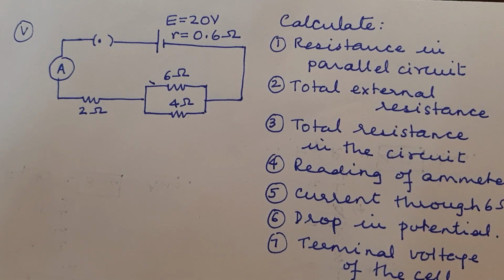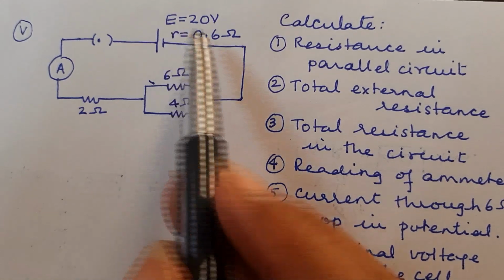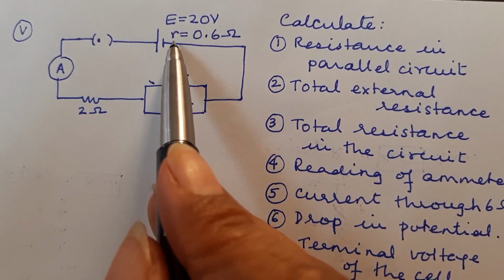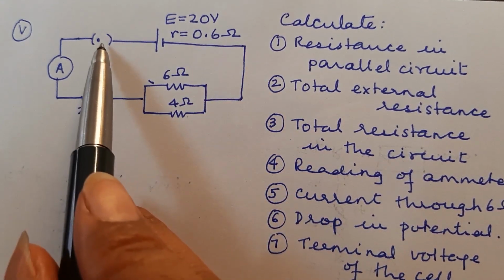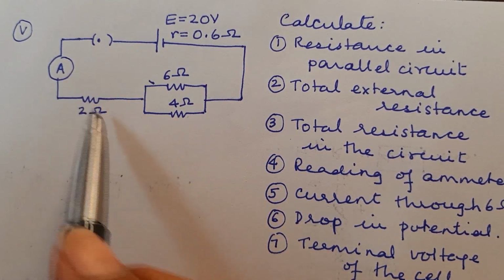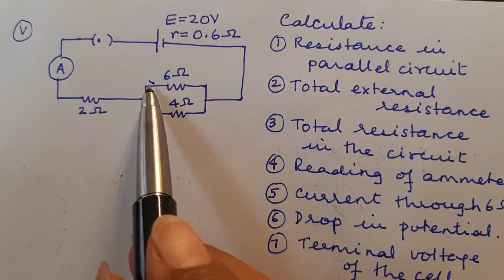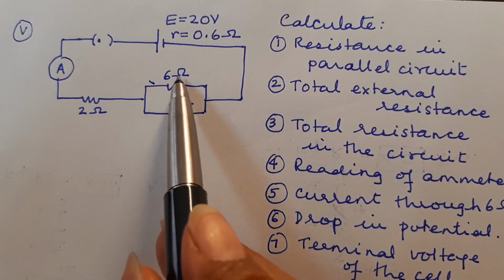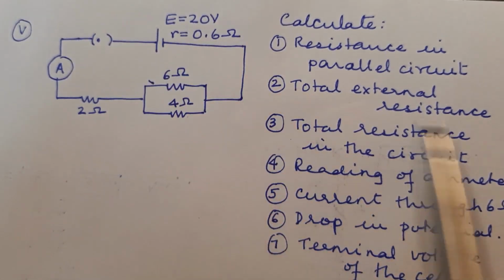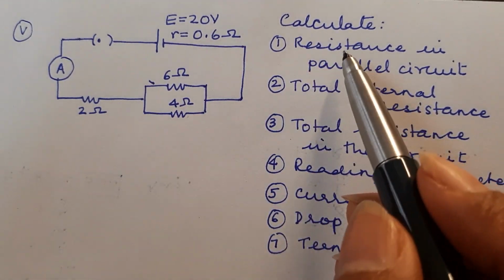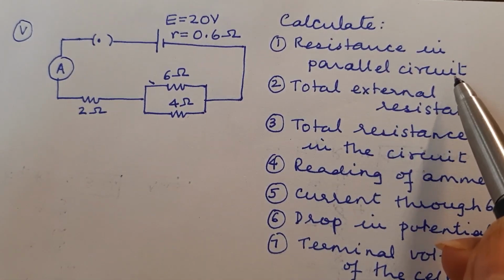Let us look at one more circuit diagram. So we have a cell with EMF 20 volt. Small r means internal resistance 0.6 ohm. This is the key, ammeter with 2 ohm resistance, and it is connected with the parallel circuit having 6 ohm and 4 ohm, and it completes the circuit like so. The first part, we are asked to calculate the resistance in the parallel circuit.